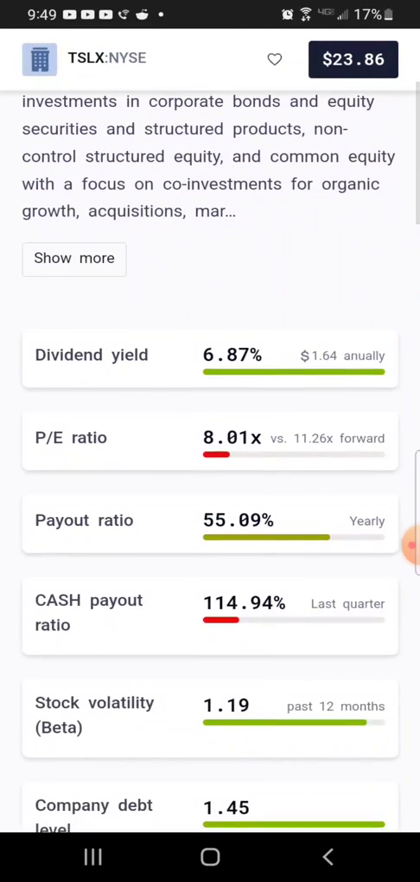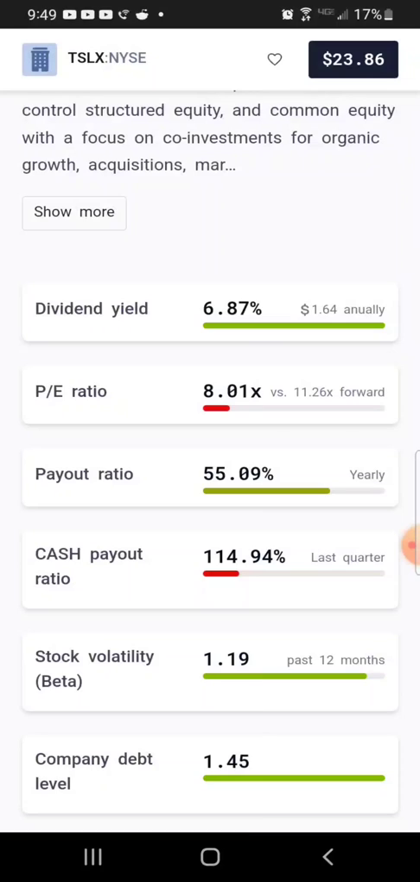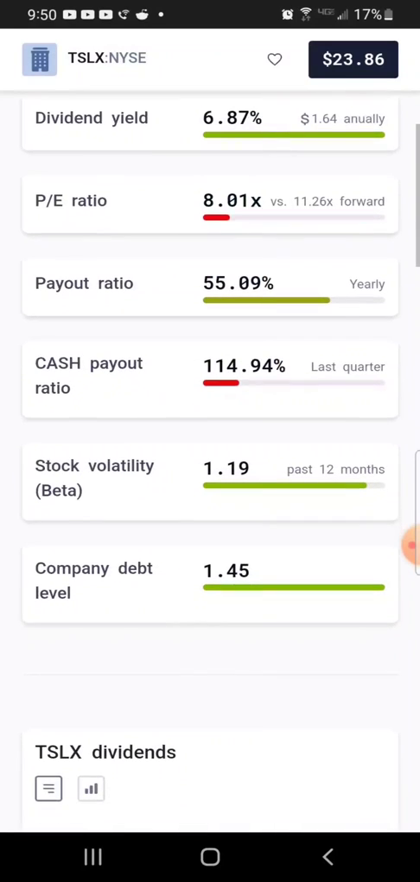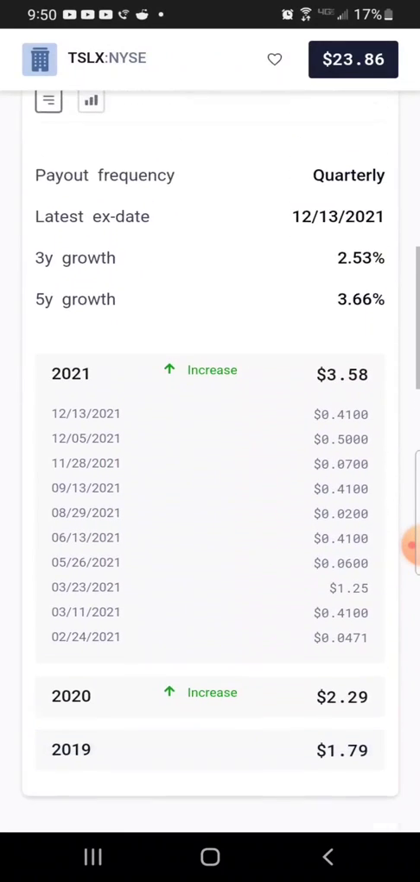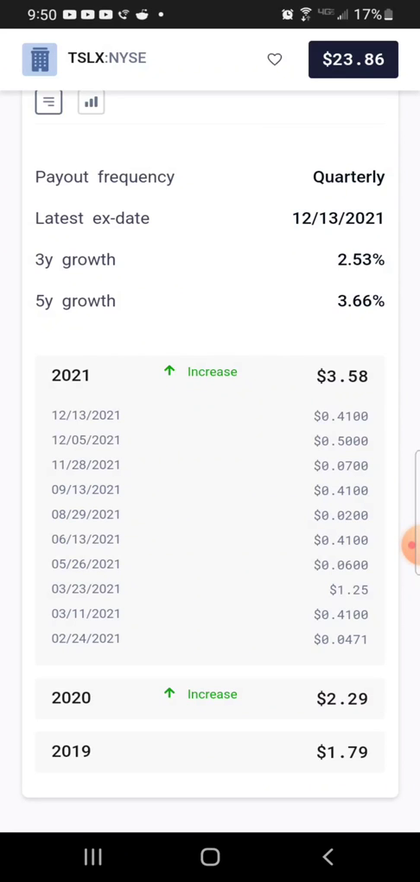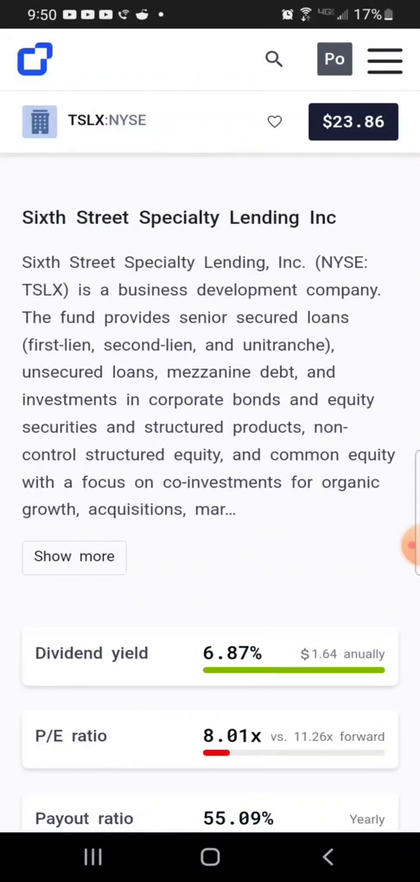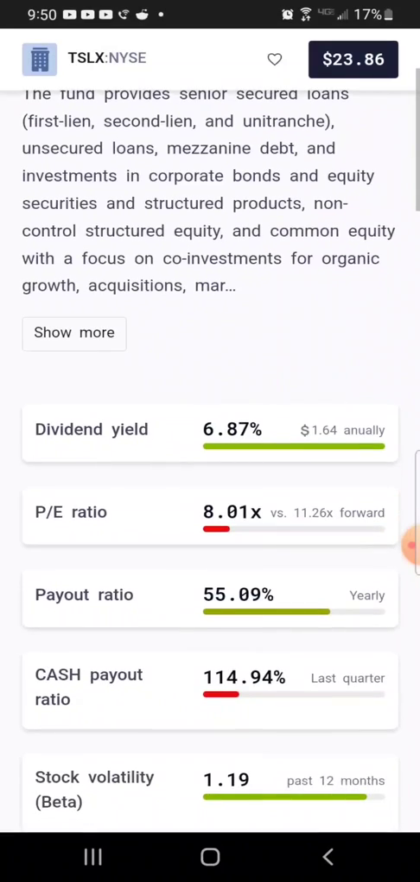All right, as you guys can see, it has a dividend yield of 6.87. That's the highest yield we've seen so far. It gives an annual dividend of $1.64. And when we go down, it has been increasing its dividend faithfully too. I'm heavily invested into 6th Street. I think 6th Street is one that could go the distance for dividend investing. I have 6th Street in my dividend portfolio and my retirement portfolio. But yeah, check 6th Street out.